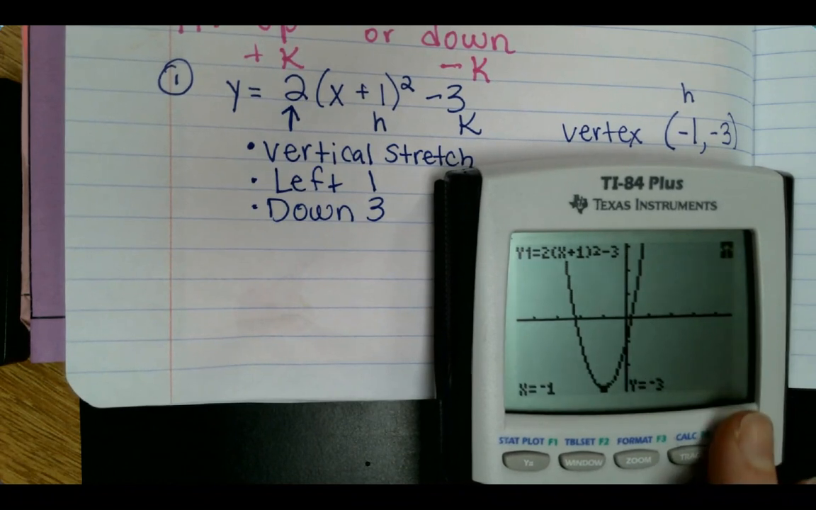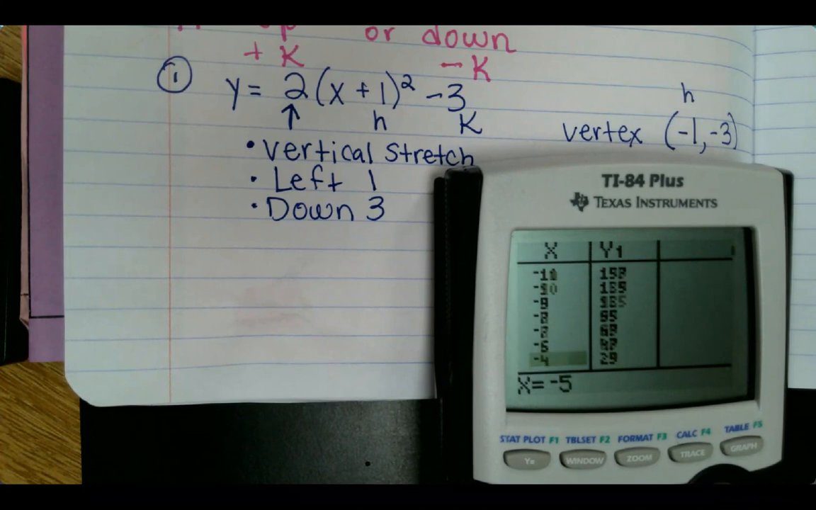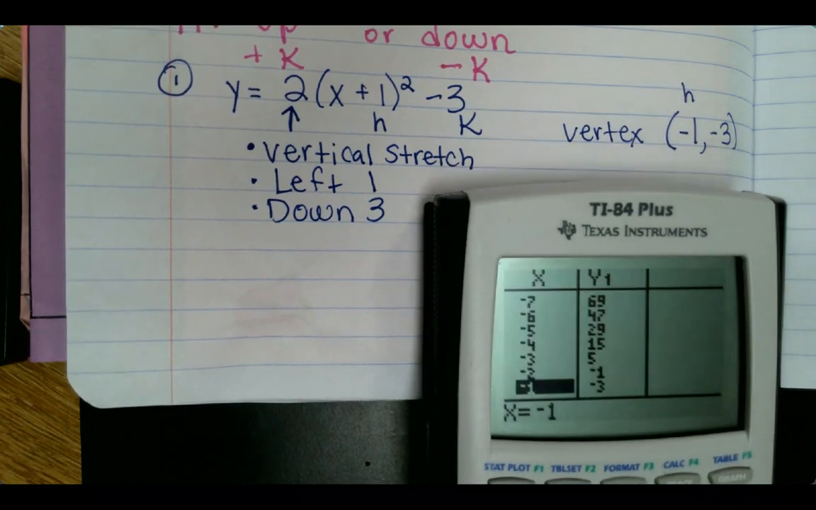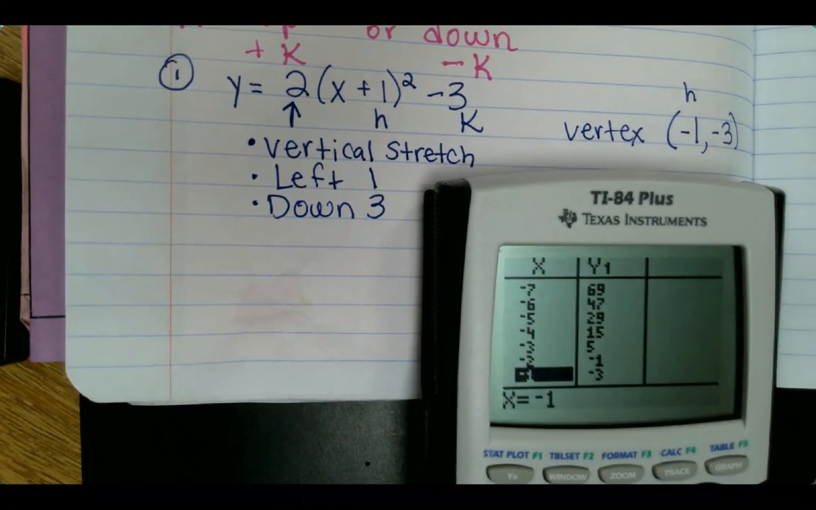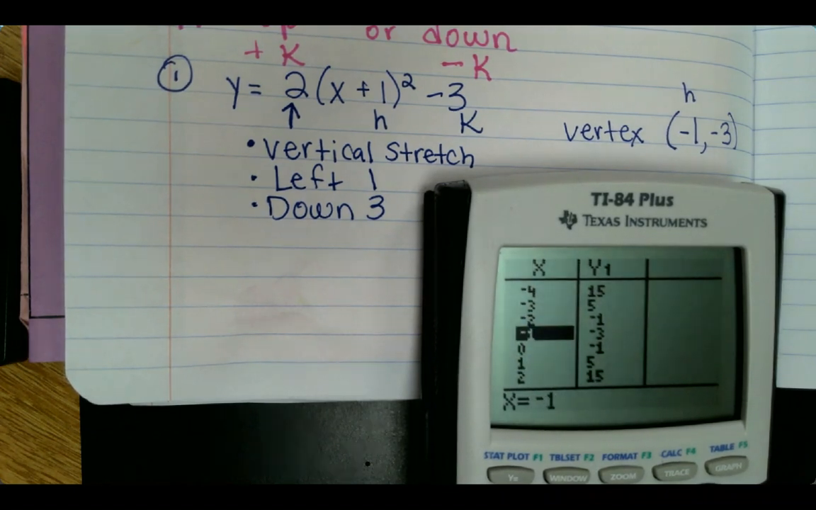So hit second table, and I'm going to go to my vertex. -1, -3. And I want my table to show me how it's symmetrical. So I'm going to put the vertex in the middle right there. So move your table, go up or down to make your vertex right in the middle of your table.